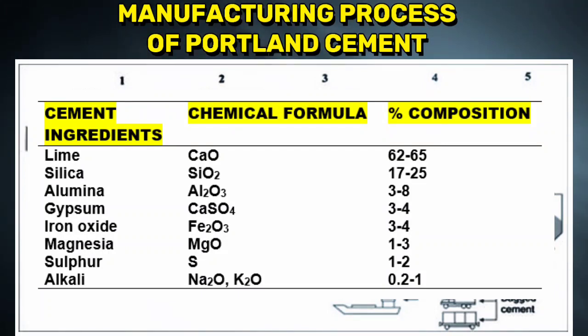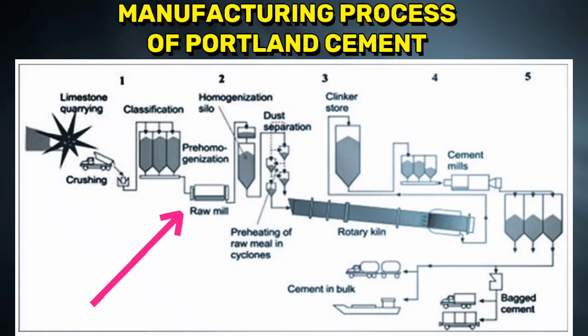Then if you look at step 2 here, what is happening is that the raw materials are being prepared, or homogenized, to form a consistent product.